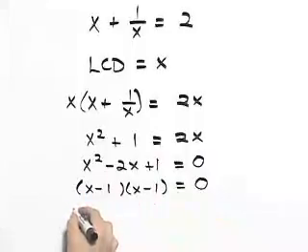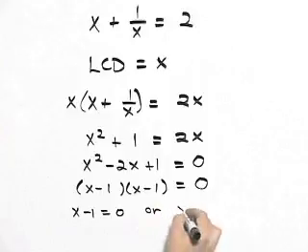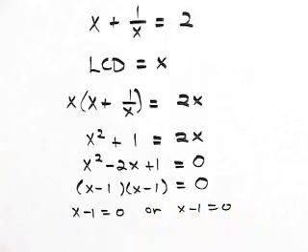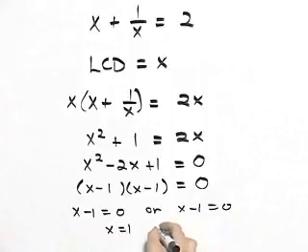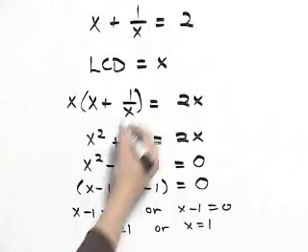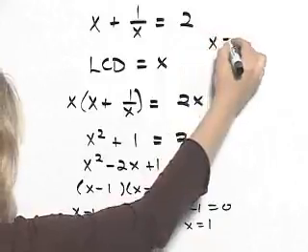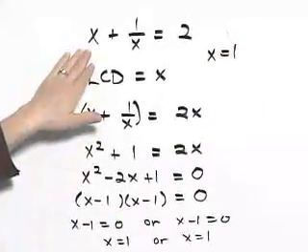We can then set each of these factors equal to 0. When I solve each of them, we notice that we get x equals 1 or x equals 1, so x equals 1. Now, does x equal 1 actually work in our original equation?